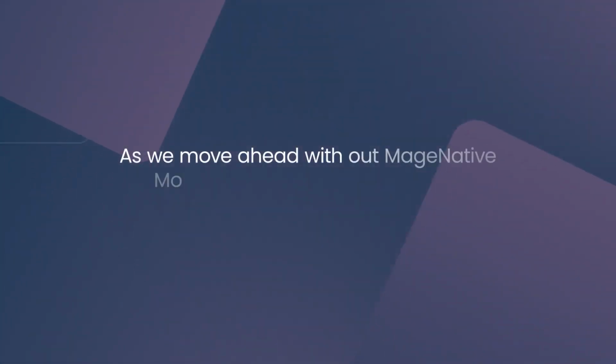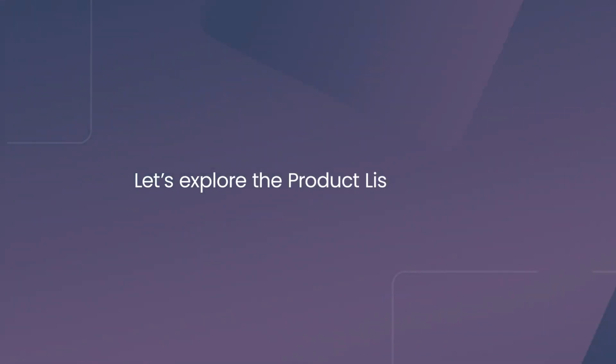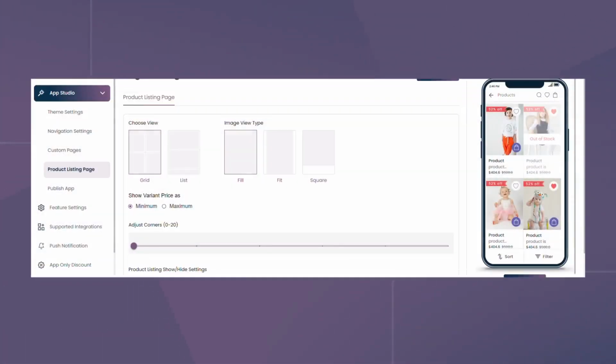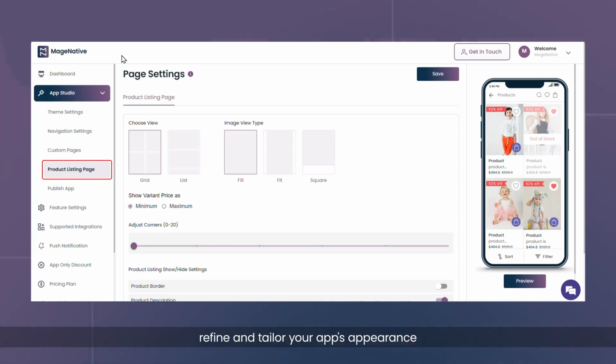As we move ahead with our MageNative mobile app configuration tutorial, let's explore the product listing page. Begin by navigating to the left panel and selecting the product listing page. This serves as the canvas where you can meticulously refine and tailor your app's appearance.